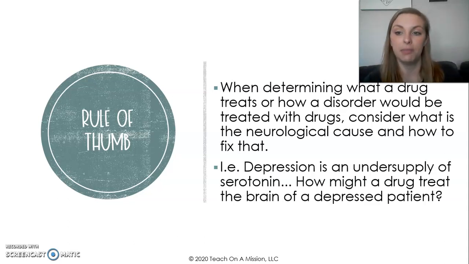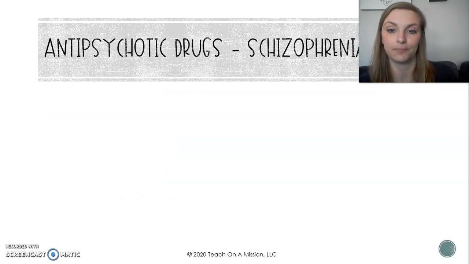Okay. So for example, depression is an undersupply of serotonin. Okay. We don't have enough serotonin. So what do we have to do? Well, we need a drug that is going to increase the amount of serotonin in that person's brain.